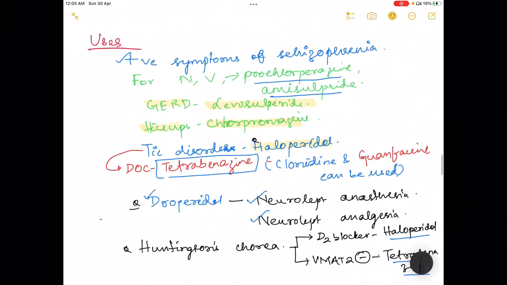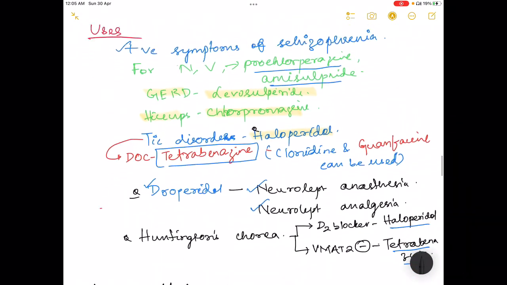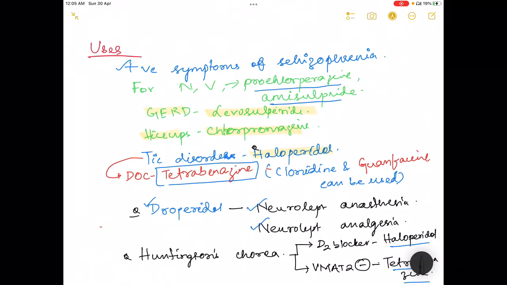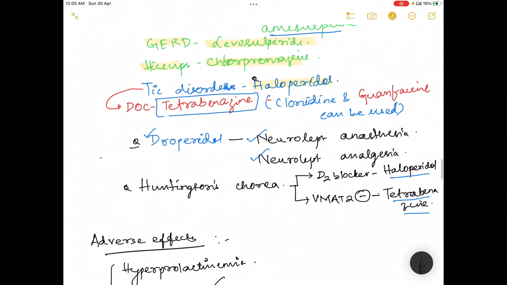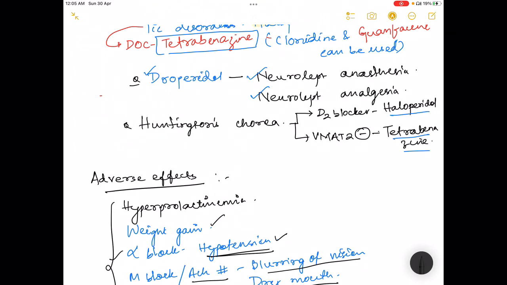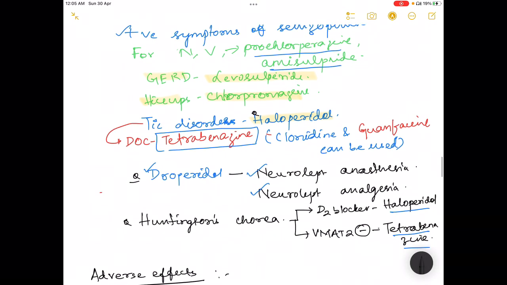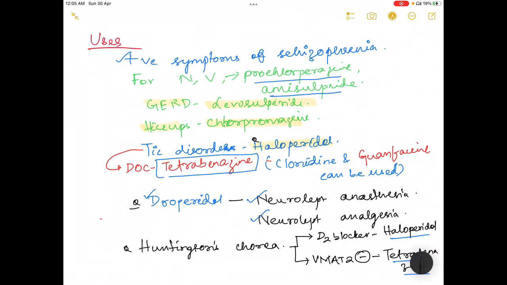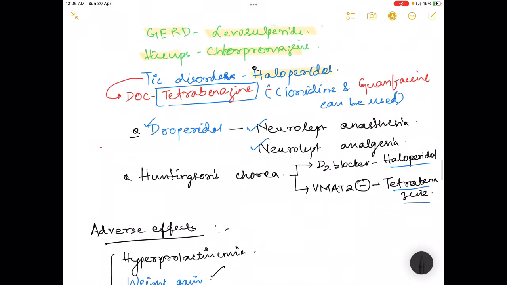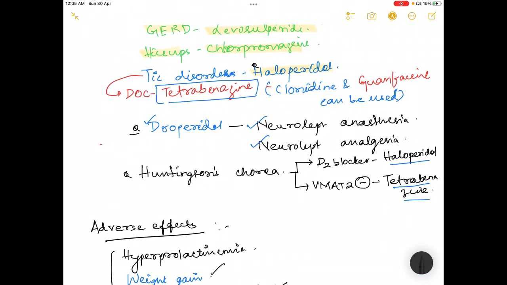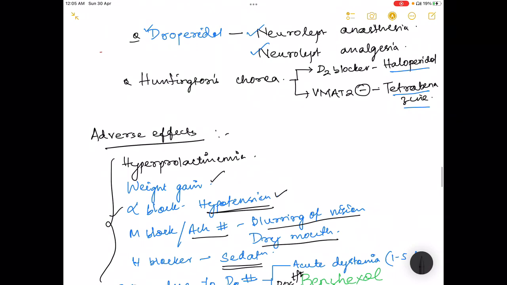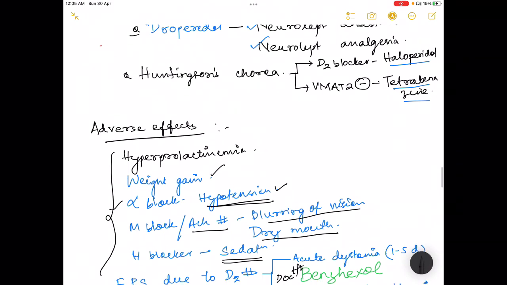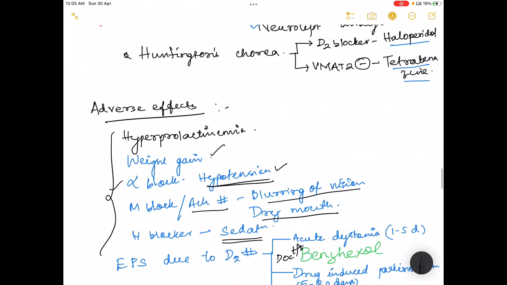So what are the uses? The uses are for positive symptoms of schizophrenia, for nausea, vomiting, for tic disorder, for neuroleptic anesthesia and analgesia, and Huntington's chorea. The drug of choice for tic disorder is tetrabenazine, and haloperidol, clonidine and guaifenesin can be used. In Huntington's chorea, haloperidol and tetrabenazine can be used, which is a VMAT2 inhibitor.